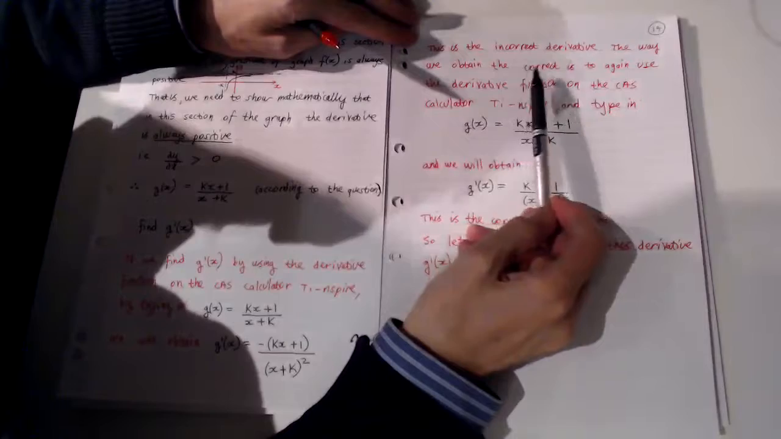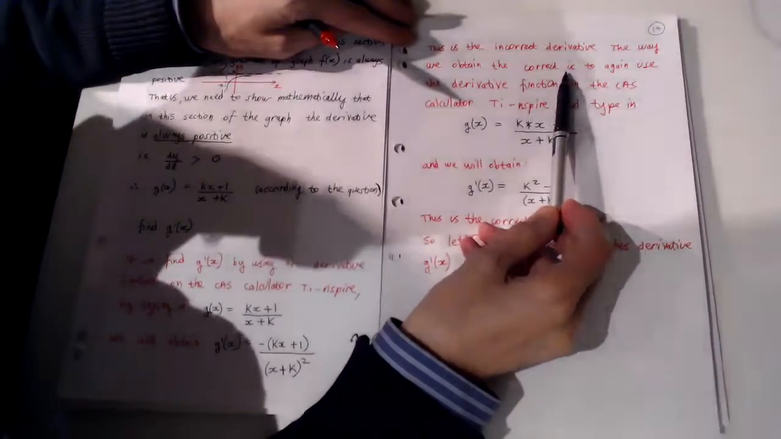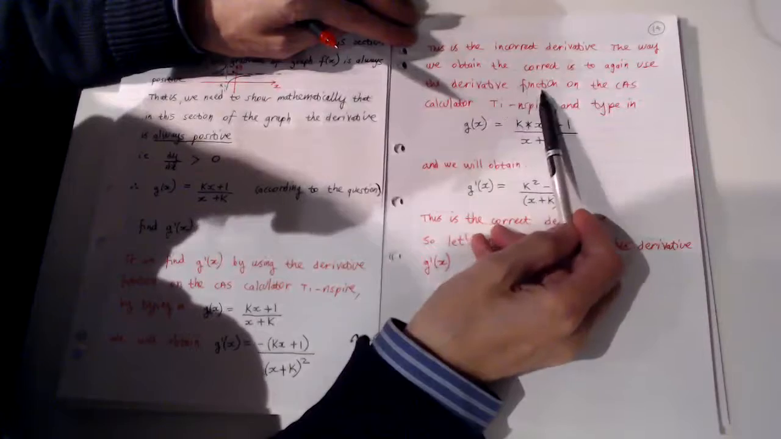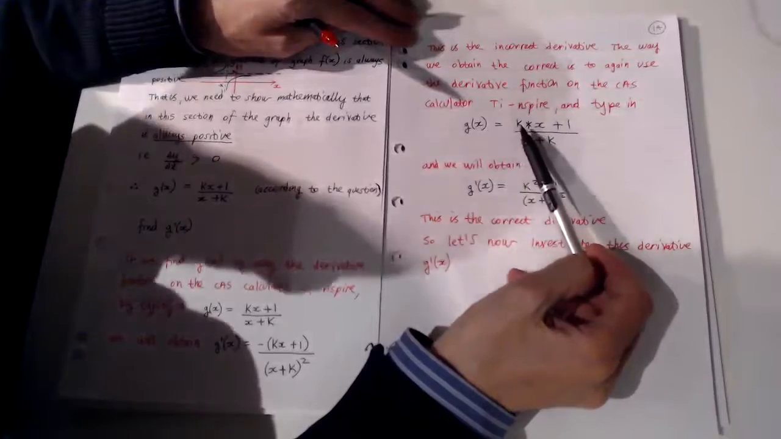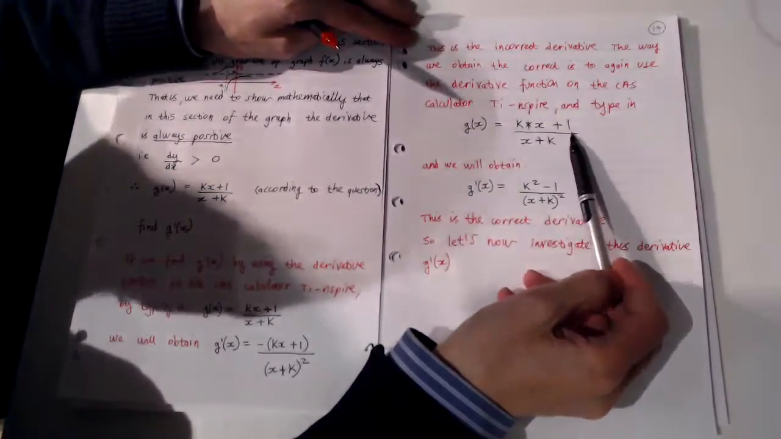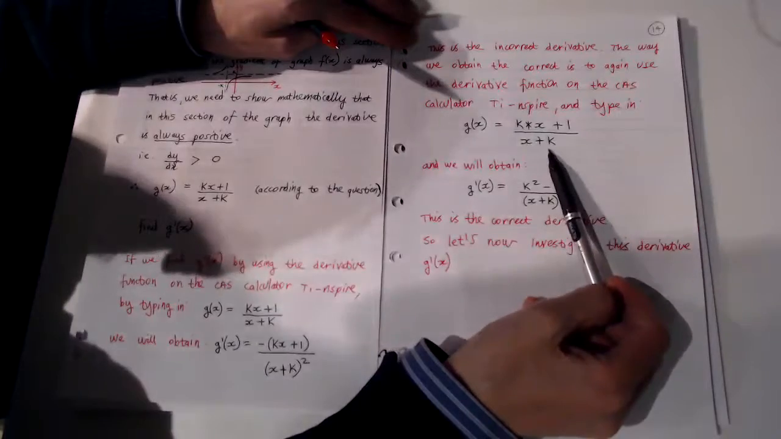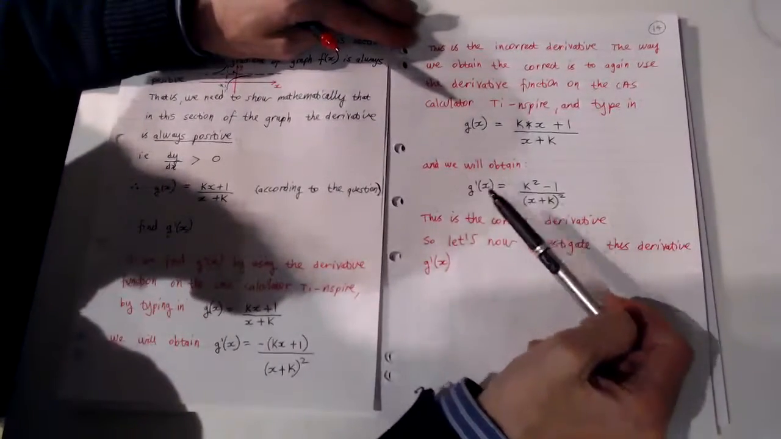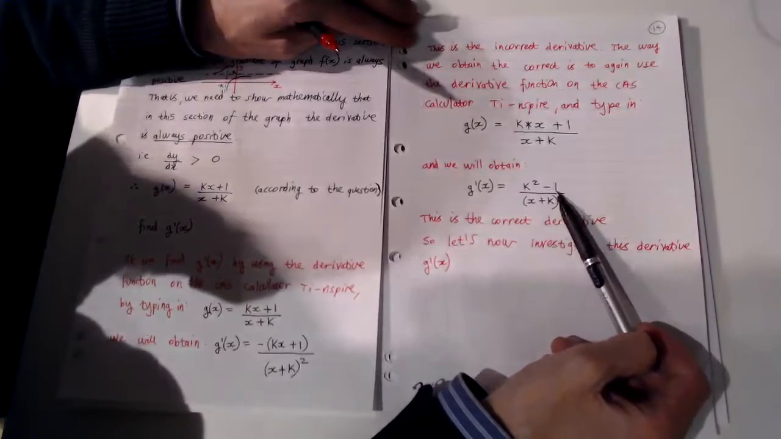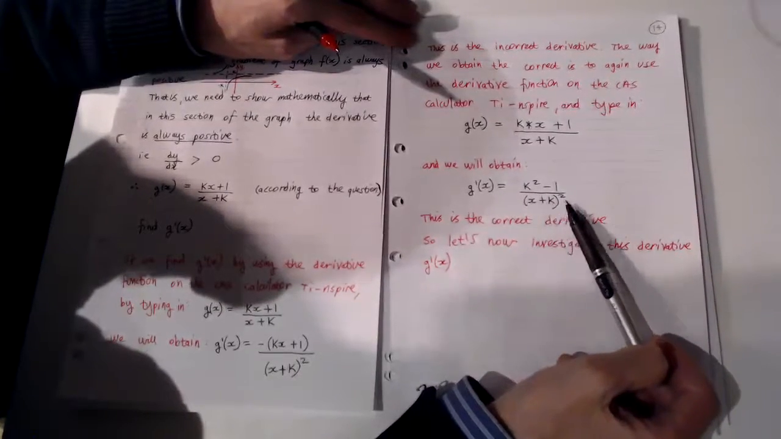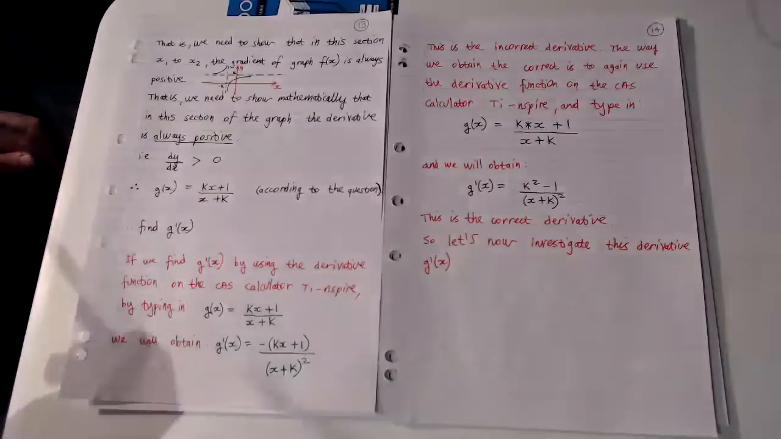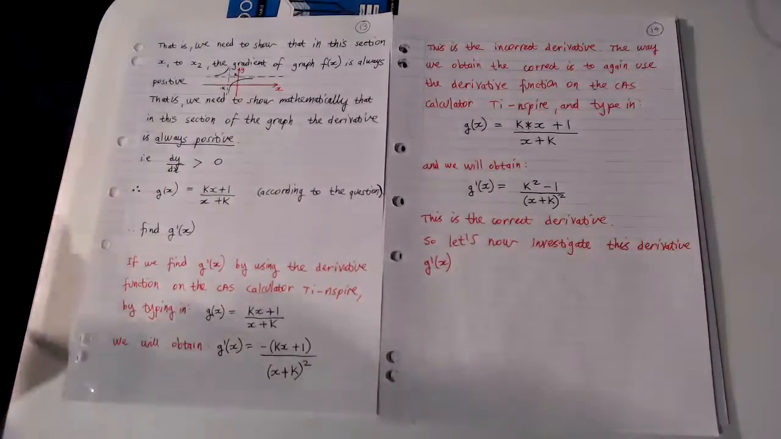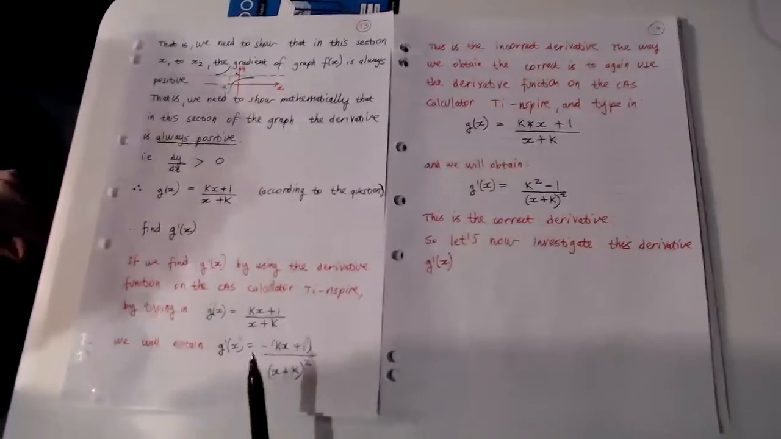The way we obtain the correct derivative is to again use the derivative function on the CAS calculator, TI-Nspire, and type in g(x) equals k times (x + 1) on (x + k). And we will obtain g'(x) equals (k squared minus 1) on (x + k) all squared. This is the correct derivative. All right. So please be careful when you are working out the derivative on the CAS calculator.